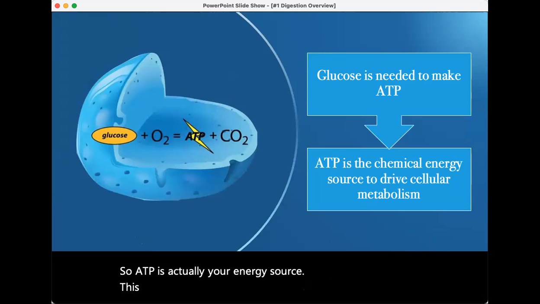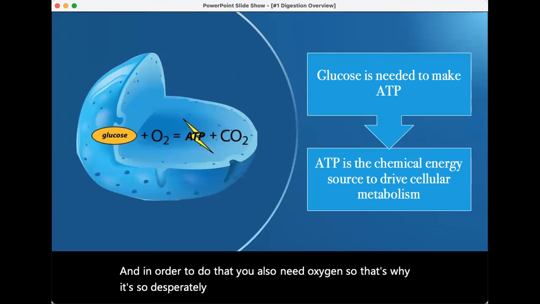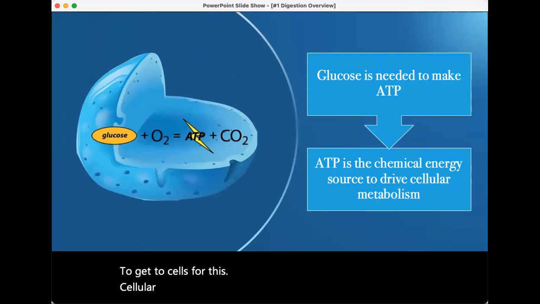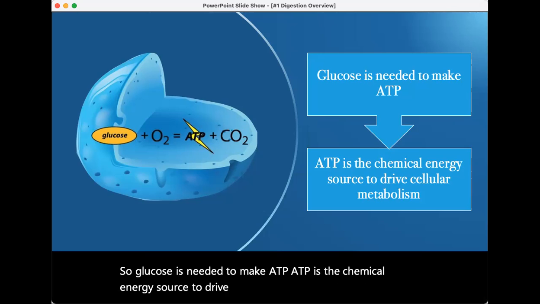This is a depiction of a cell, and the cell is needed to make ATP. And in order to do that, you also need oxygen. So that's why it's so desperately important for oxygen to get to cells for this cellular metabolism. So glucose combined with oxygen forms ATP, and CO2 is your byproduct, and you breathe that off. So this is cellular respiration. Glucose is needed to make ATP. ATP is the chemical energy source to drive cellular metabolism.